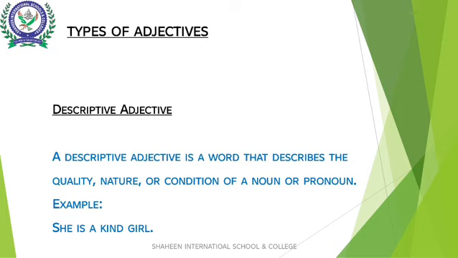Moving on to the types of adjectives. The first type of adjective is descriptive adjective. A descriptive adjective is a word that describes the quality, nature, or condition of a noun or a pronoun. It means that this type of adjective is basically describing the noun. For example, she is a kind girl. Here, the word kind is an adjective which is describing the quality of a girl.